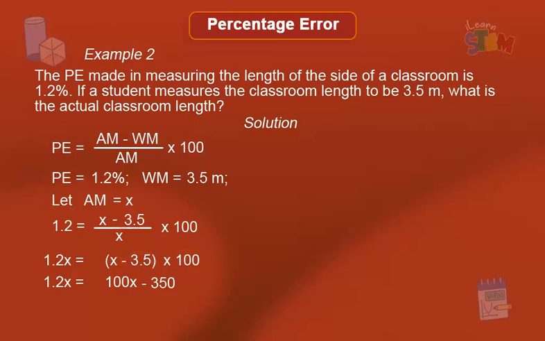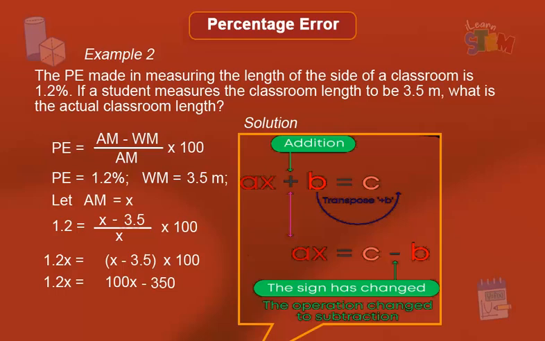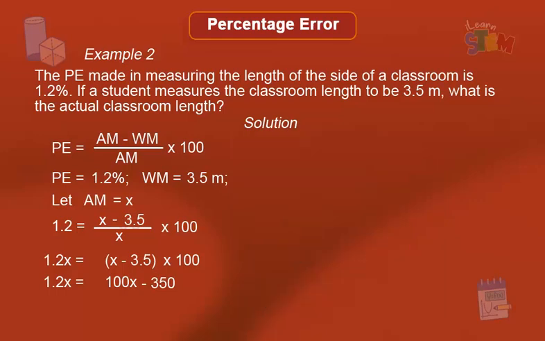Let's rearrange to collect like terms together. Note that, when a term crosses the equal sign, its sign changes. This is called transposing terms. So, when we bring 100x to the left-hand side, we have 1.2x minus 100x equals minus 350. 1.2x minus 100x is minus 98.8x equals minus 350.